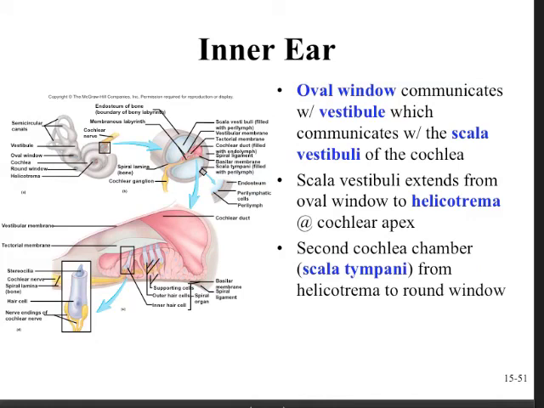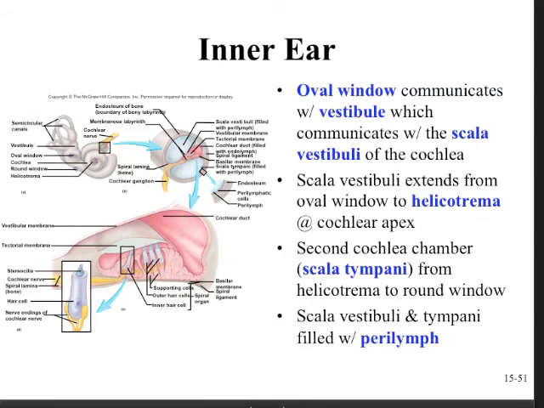The second cochlear chamber, known as the scala tympani, runs from the helicotrema to the round window. Remember that the round window is that pressure release valve that allows the fluid to move inside the cochlea, but does not allow the organ to become damaged. If there were no pressure release valve for the fluid inside the cochlea, then when the stapes pounds on the oval window, you could potentially rupture the organ. So you've got to have somewhere for the fluid to go, and that's what happens at the round window.